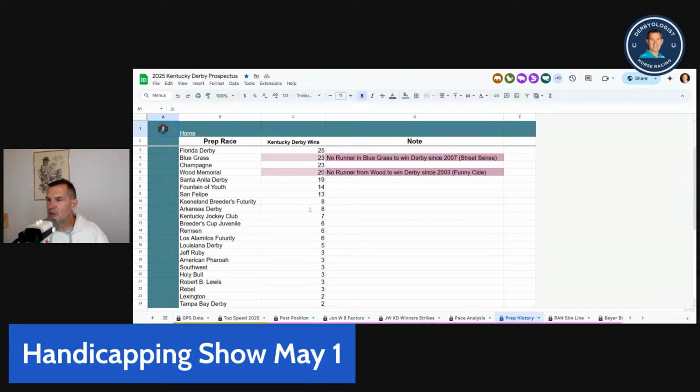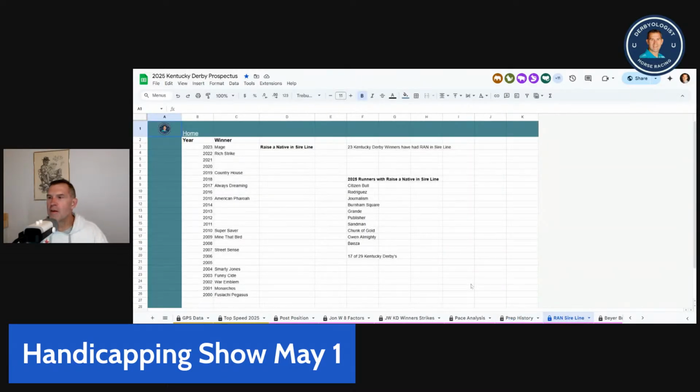And then Santa Anita Derby, Fountain of Youth, San Felipe, all in recent years. A lot of that is the Bob Baffert influence with his 6 Kentucky Derby wins. And then, the LaSalle Futurity has been an important prep. Journalism won that. Now it's the Los Alamitos. Before that, it was the Hollywood Futurity. Then I've got the Rand Sire line.